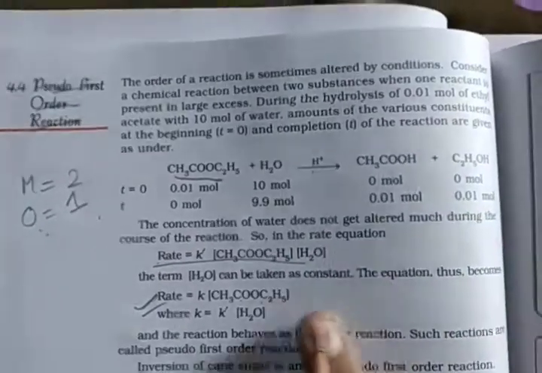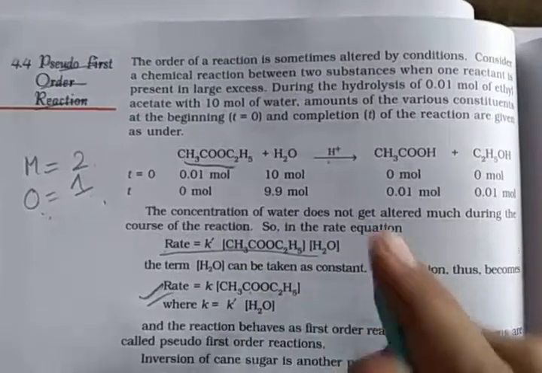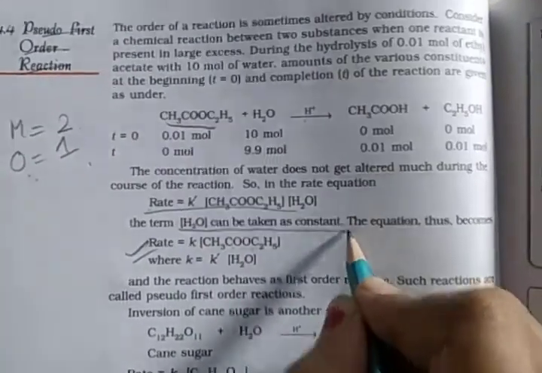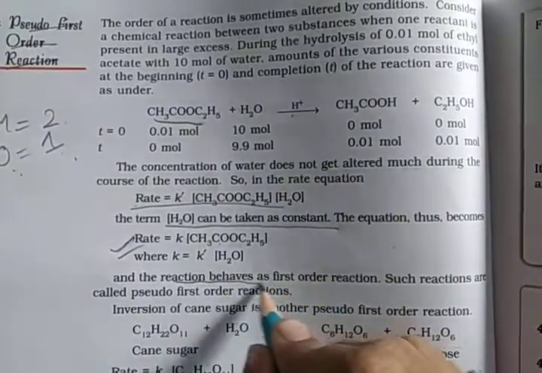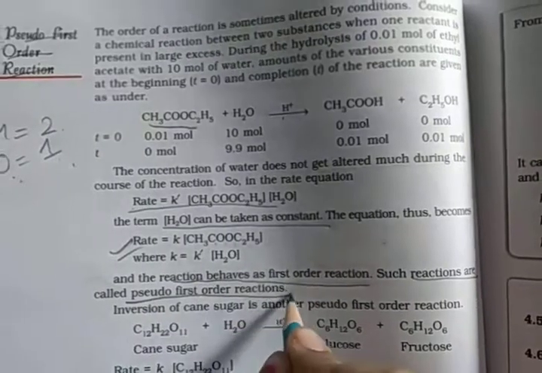So we have 2 molecules, so molecularity 2. But the H2O term can be taken as a constant, so the reaction behaves as a first order reaction. Such reactions are called pseudo first order reactions.